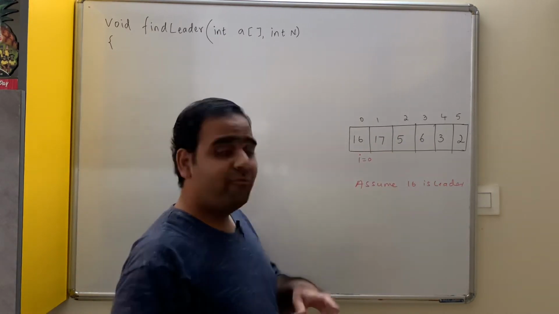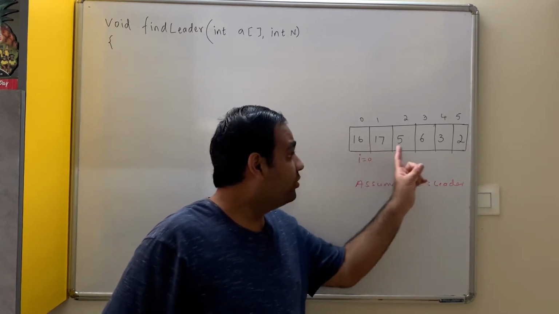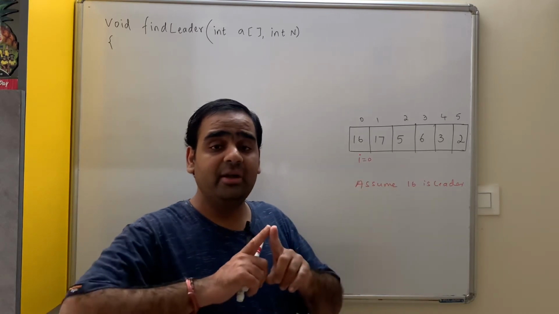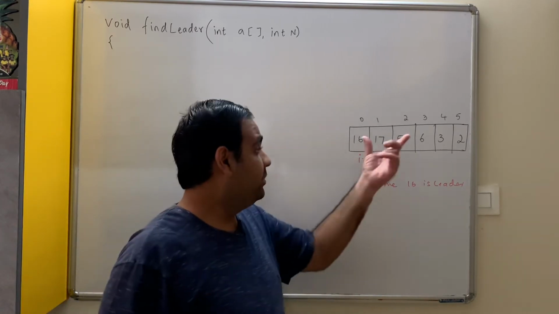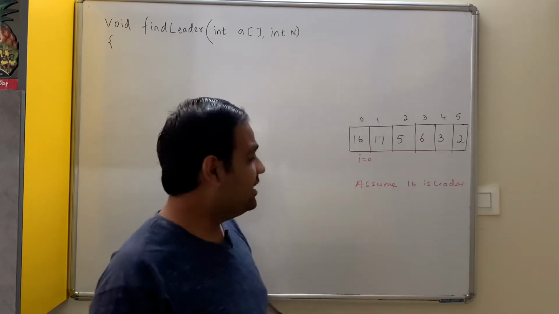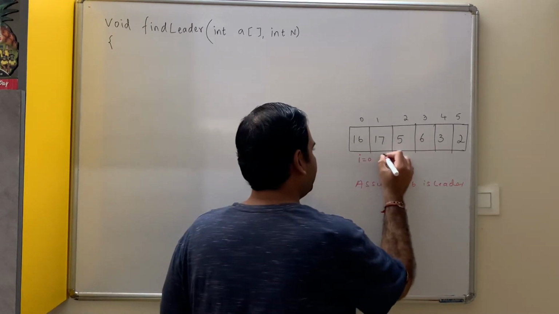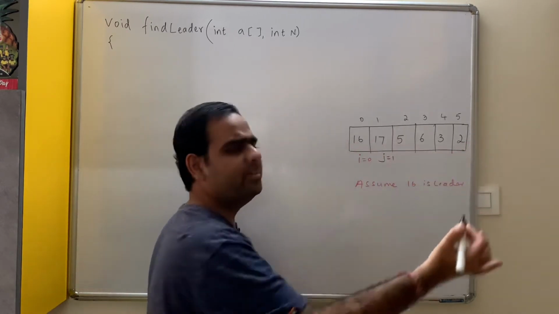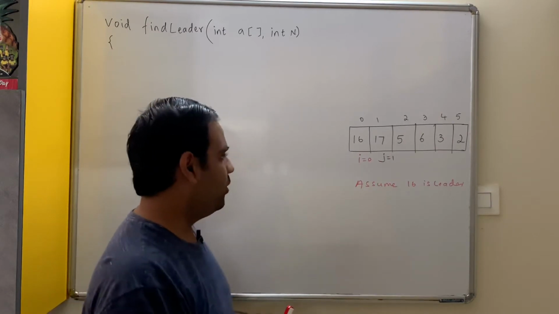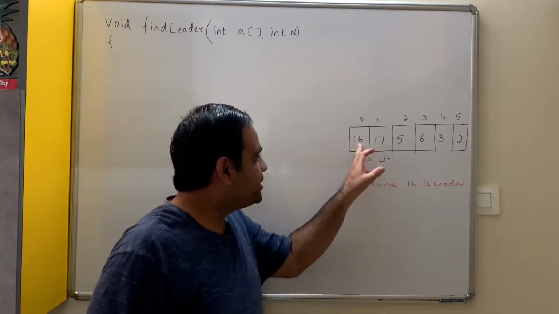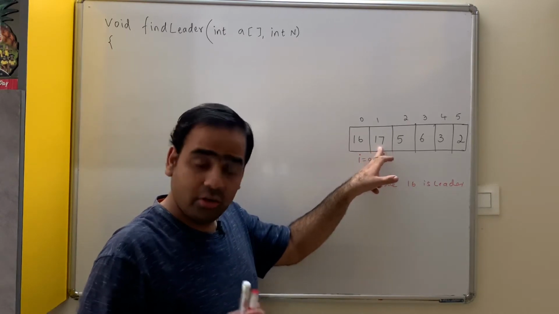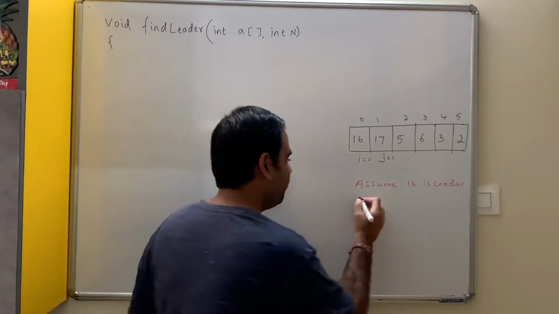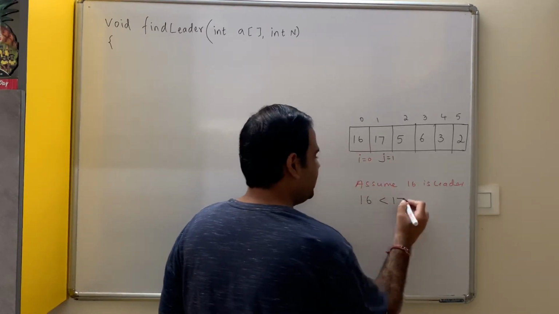Now, I want to search all the elements on the RHS subarray, because what is the leader definition? There should not be any element greater than it on the RHS. That means I need to search only on the RHS. Let us take one more index and call it j, and j starts from 1. That means for 16 I need to search all the elements on the RHS. Now you compare, is 16 greater than 17? No. Or is 16 less than 17? Yes, 16 is less than 17.